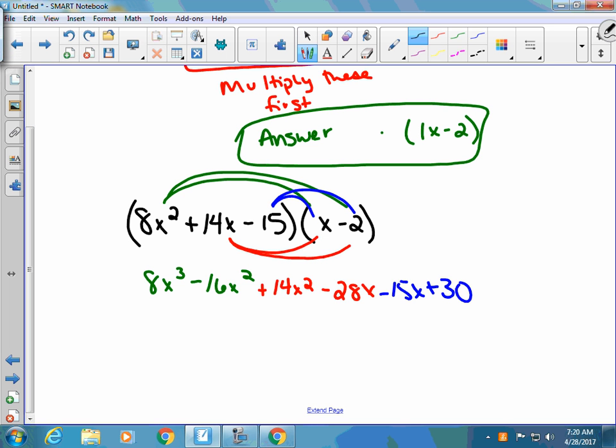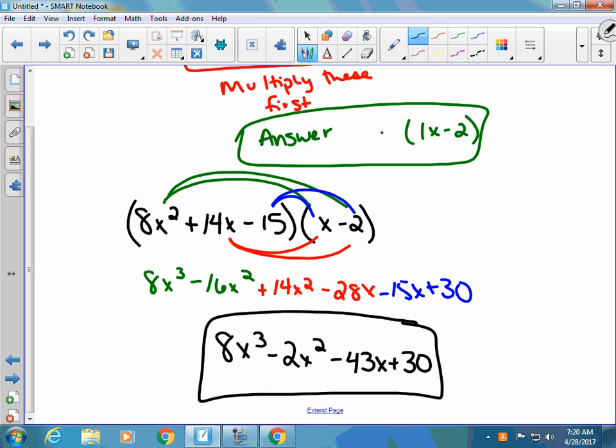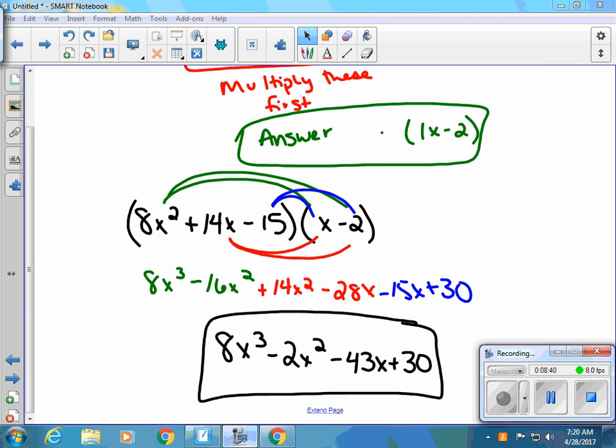If I combine my like terms, I get 8x cubed minus 2x squared minus 43x plus 30. And that right there is my final answer. So that's how we add, subtract, and multiply our polynomials.